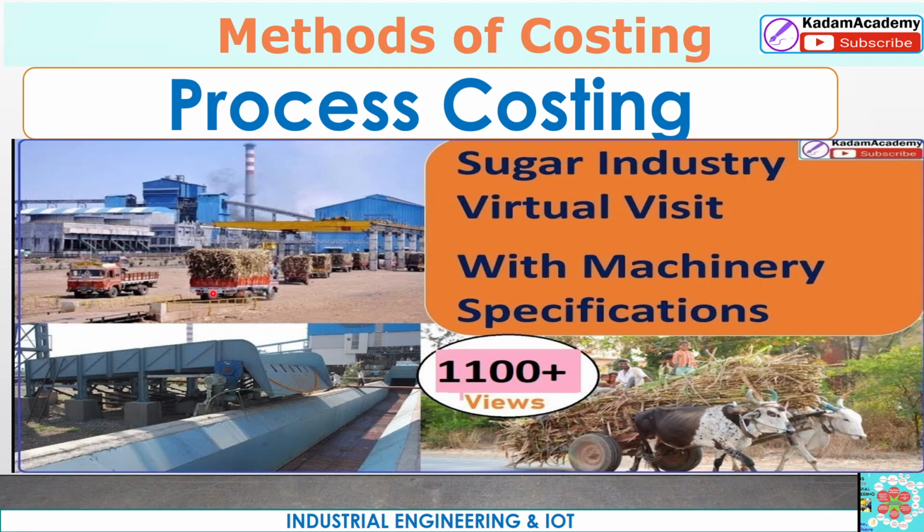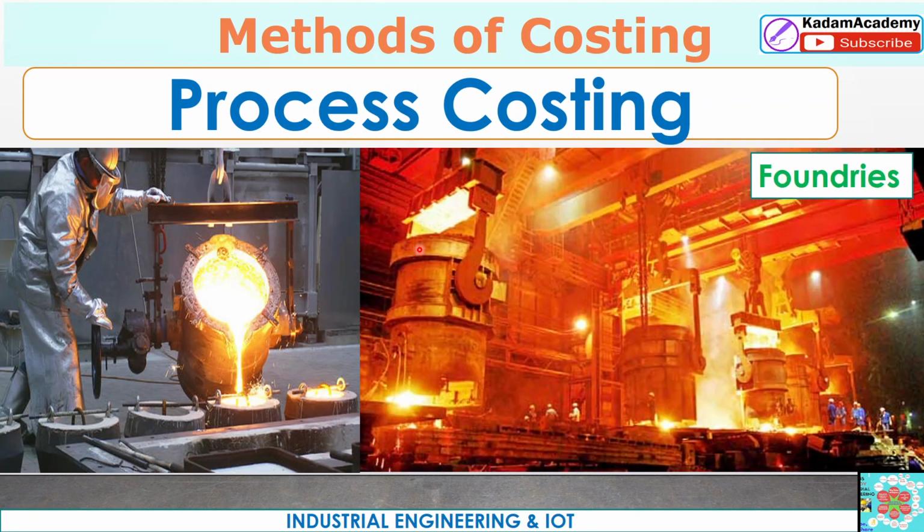So under this process costing, this industry also comes here. Process is done from the sugar cane up to the sugar manufacturing, with the different steps of the process. So that comes under process costing. In this method, they indicate the cost of products.